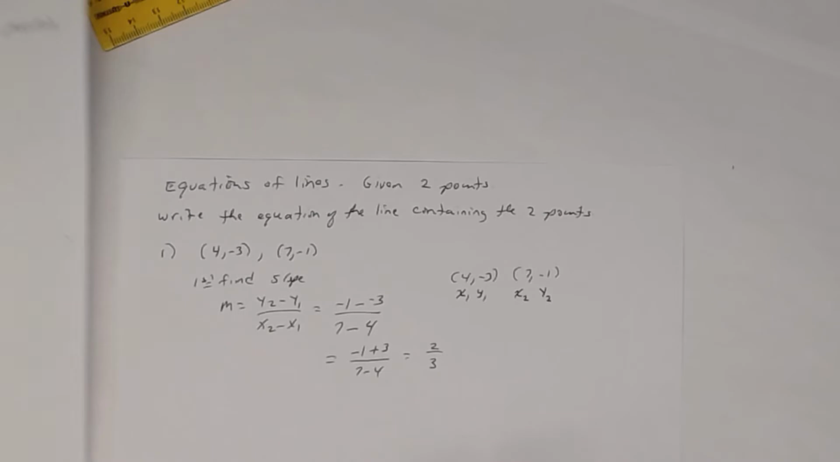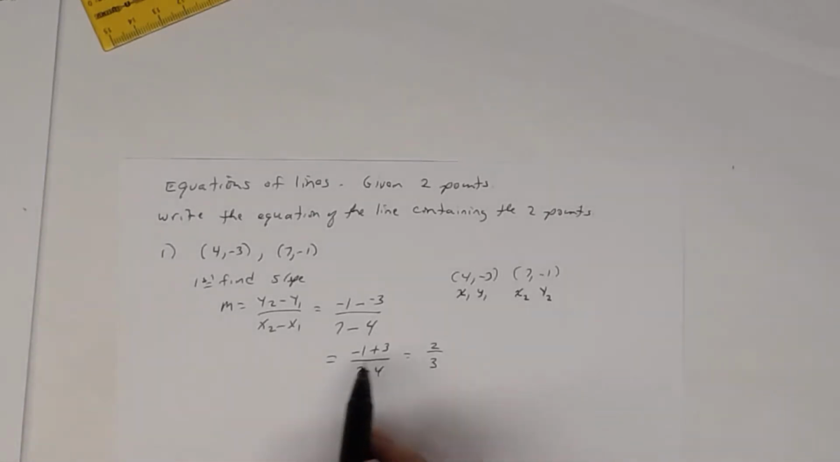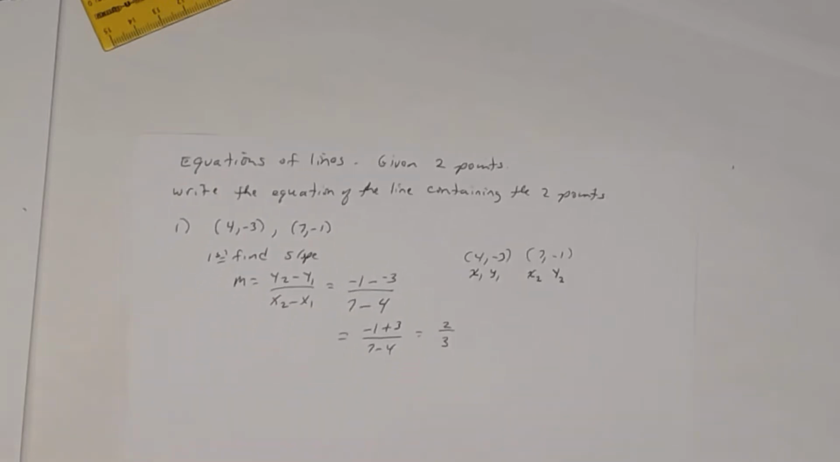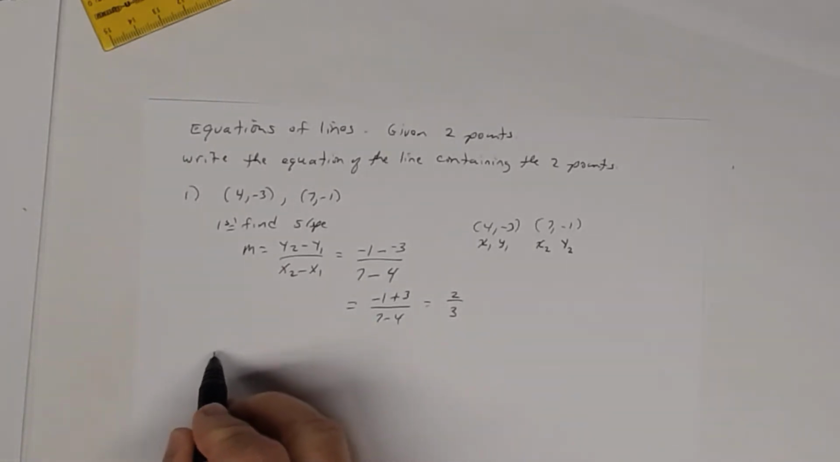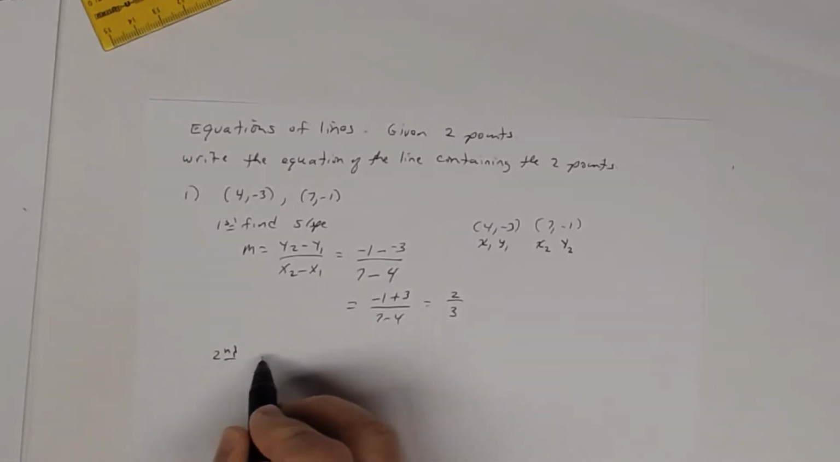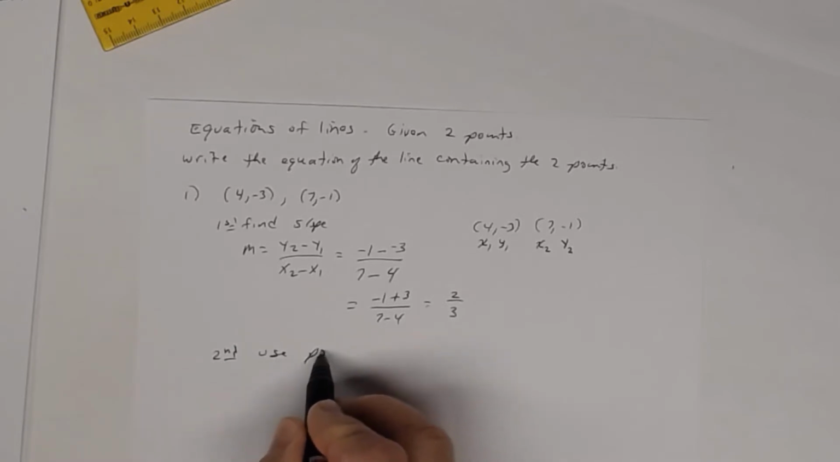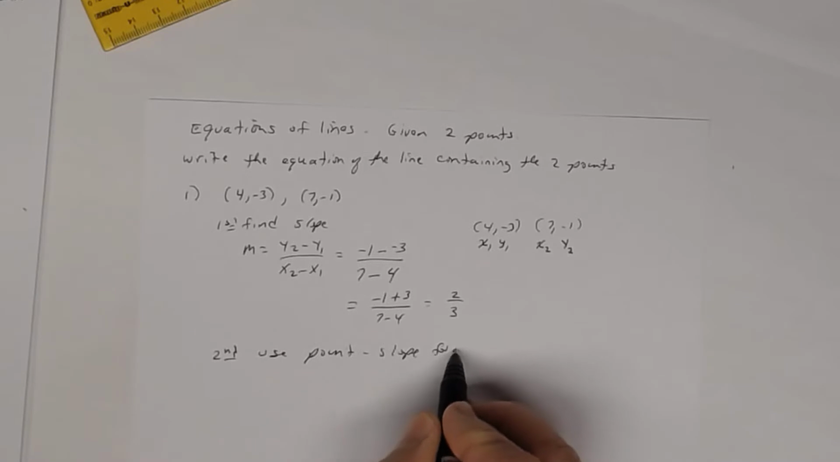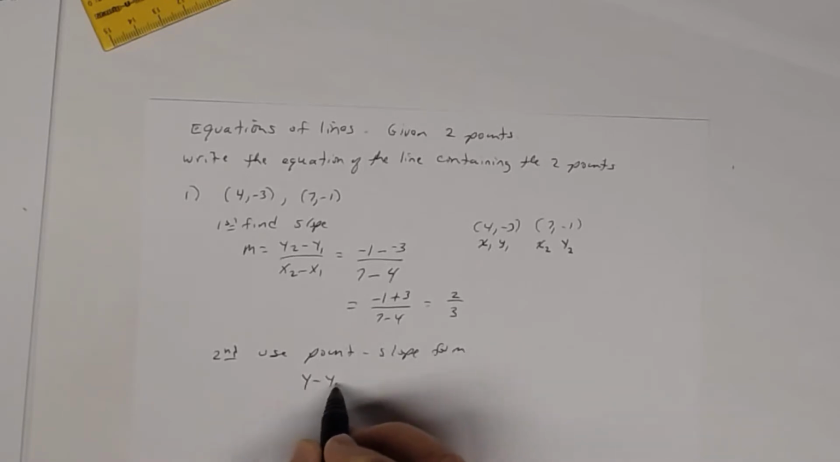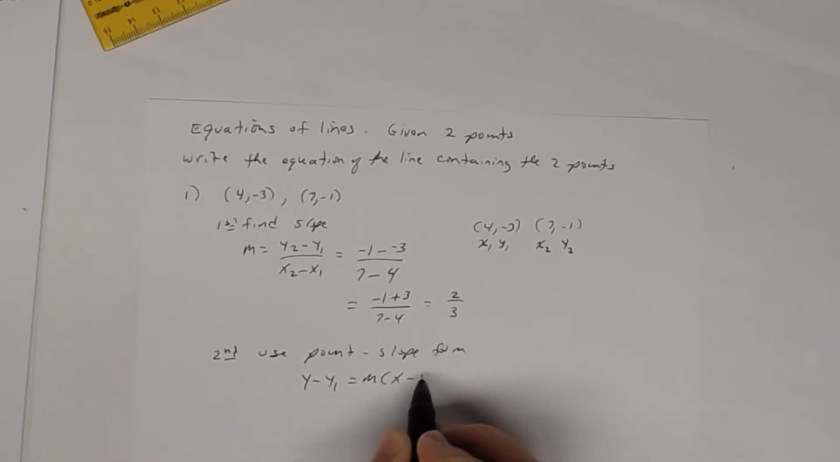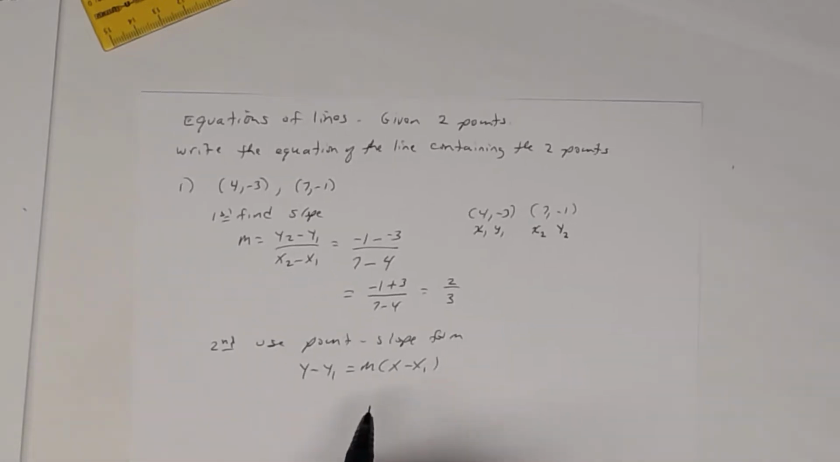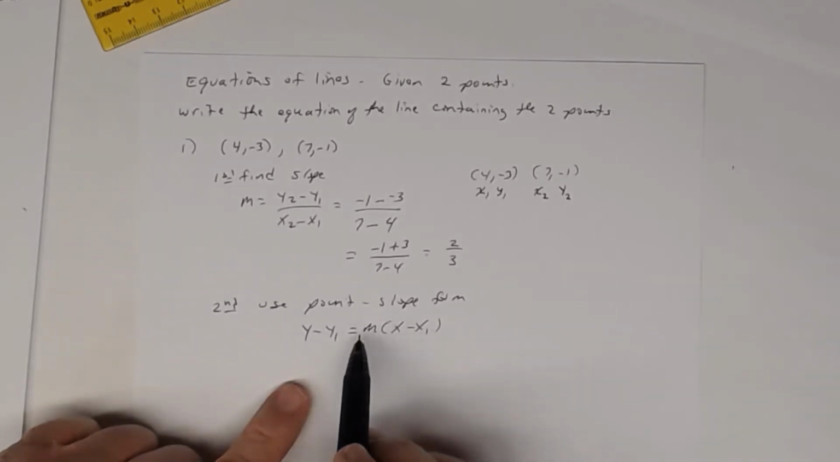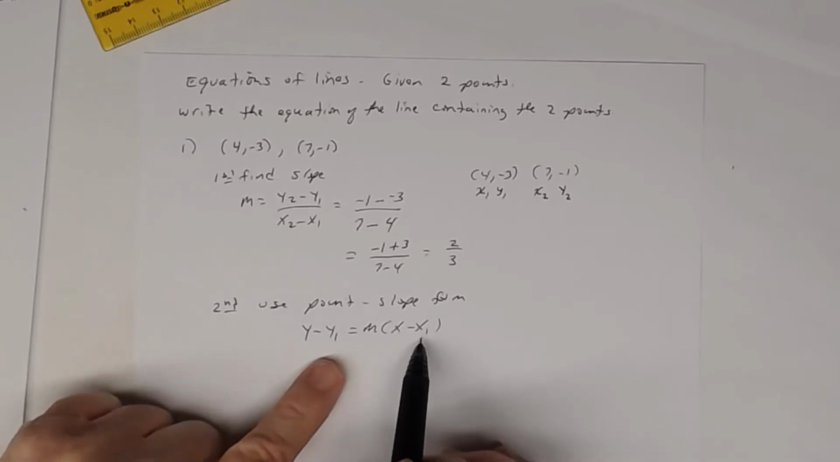Okay. All right, now once you find the slope, then we need to substitute this information into point slope form. So the second thing we're going to do is use point slope form. Remember, point slope form is y minus y1 equals the slope times x minus x1. And in order to use point slope form, I need to know the slope, which I now do, and I need to know one point on that line.